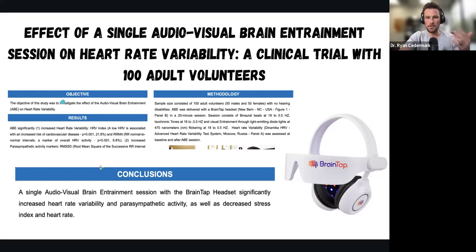So, in their study of 100 adult volunteers, they found that one single audio visual brain entrainment session using the BrainTap device increased heart rate variability, improved parasympathetic activity, and decreased stress index and heart rate, which sitting and resting in a quiet room can also do. But I think there's some really neat stuff behind the BrainTap.